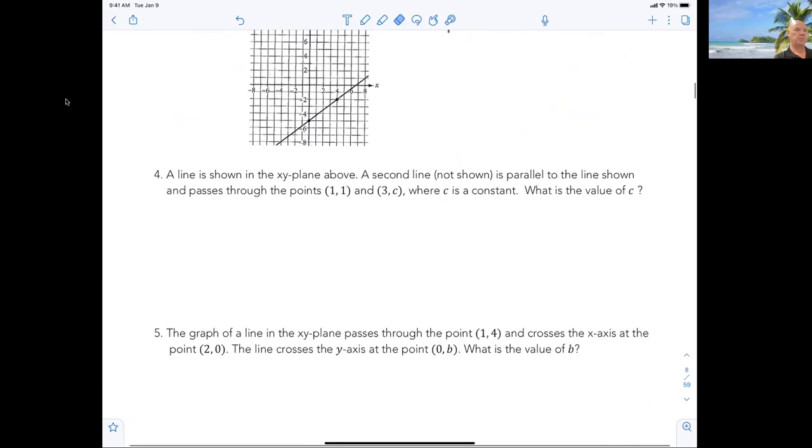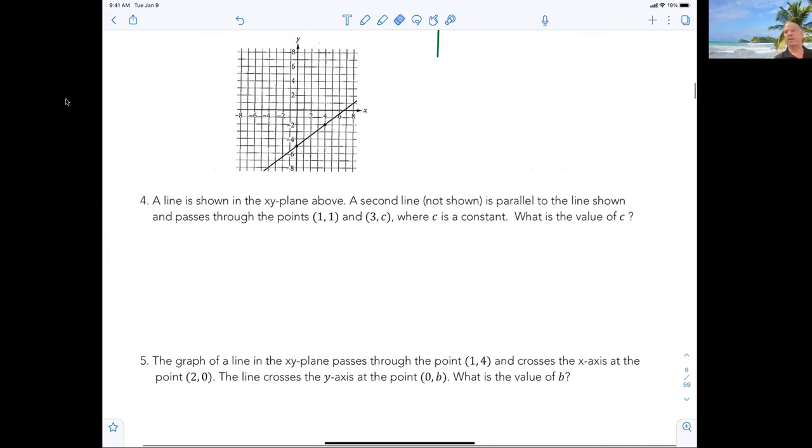All right, let's jump to the next one. All right, here we go. Number 4, I'd like to give you a minute to think about it. Have at it. Like I said, if you're done with number 4, just go to number 5.